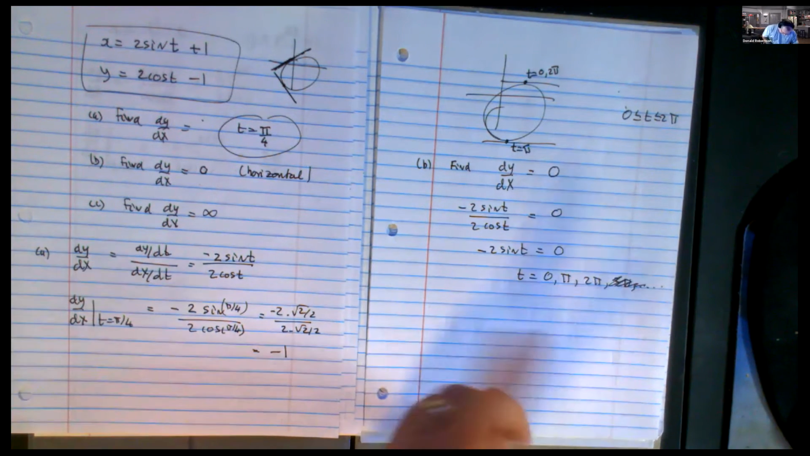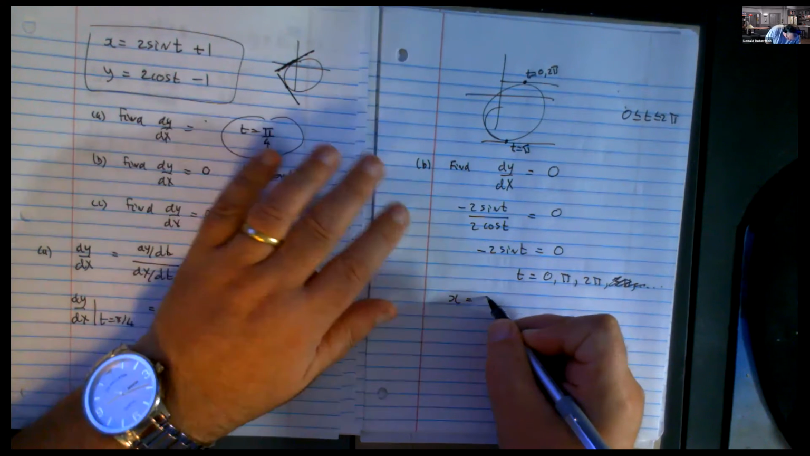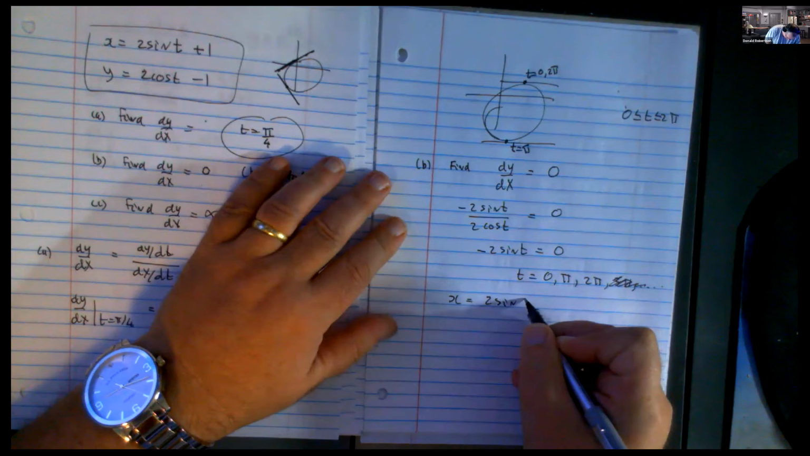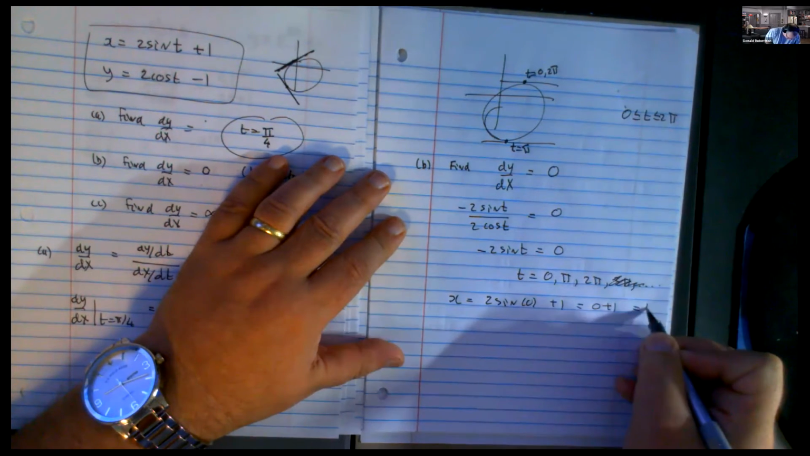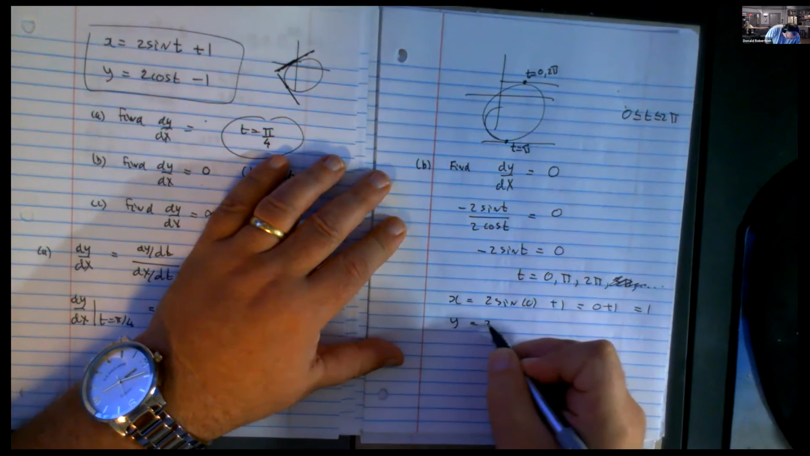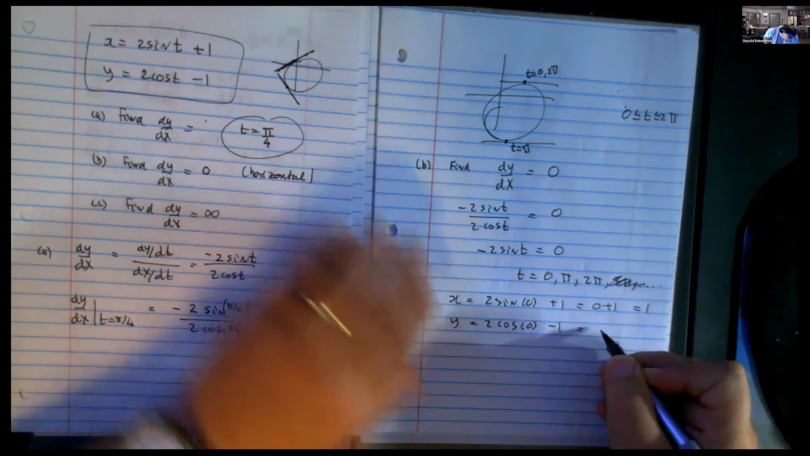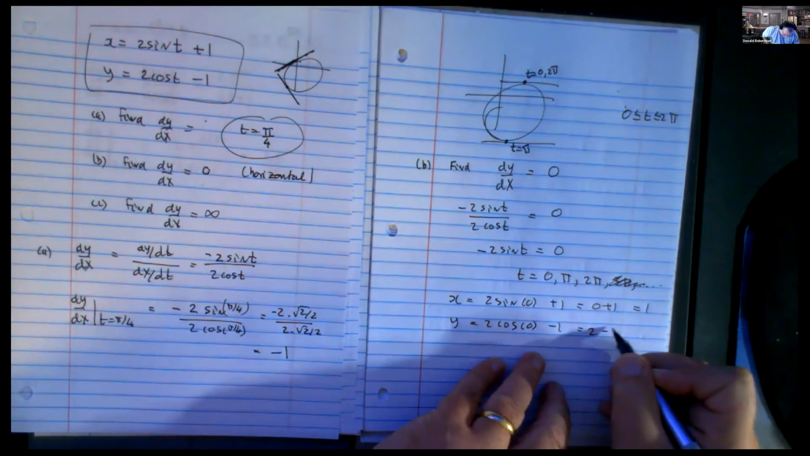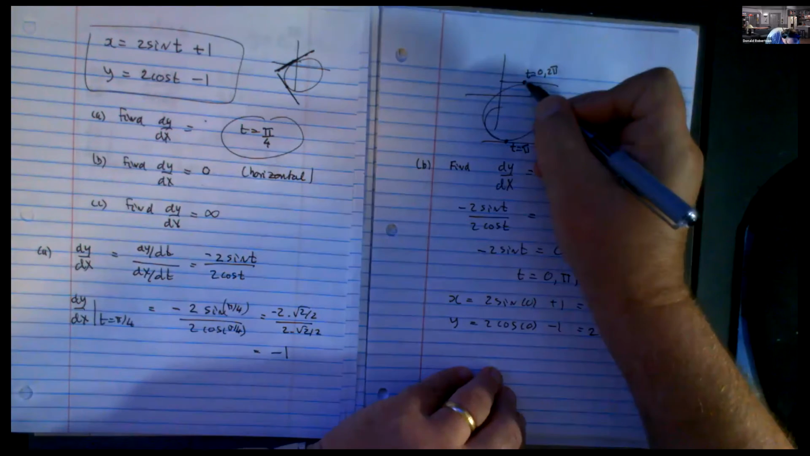So let's see if I can do that. If I do 0, it's going to be 2 sine 0 plus 1, which is 0 plus 1, which is 1. And the y coordinate is going to be 2 cosine 0, take away 1. That's going to be 2 take away 1, which is 1. So we are looking at the position (1, 1), which I bet you is that guy there.